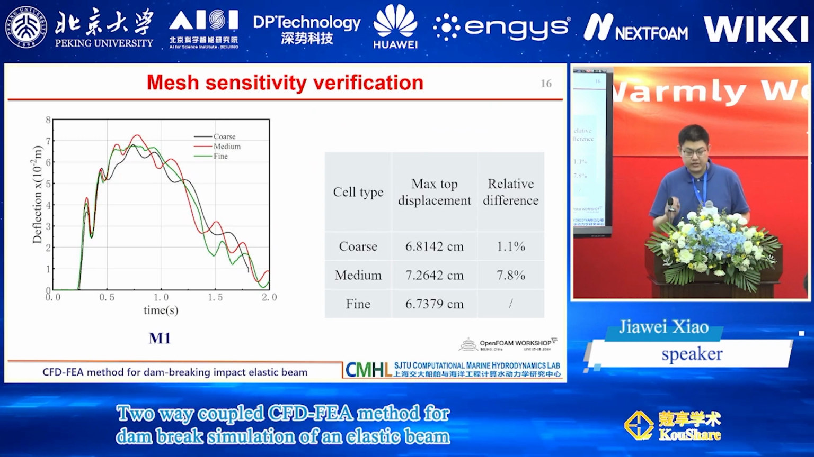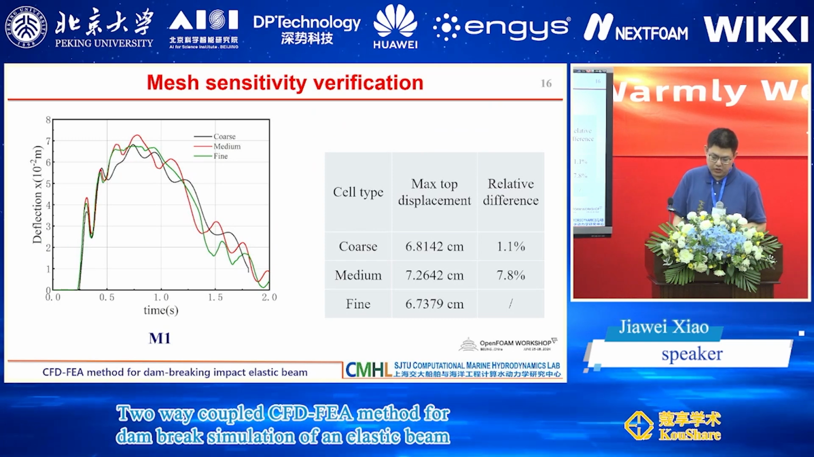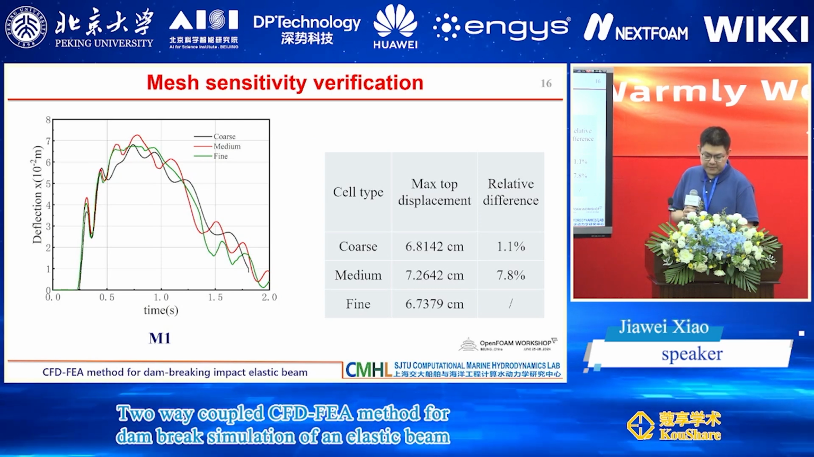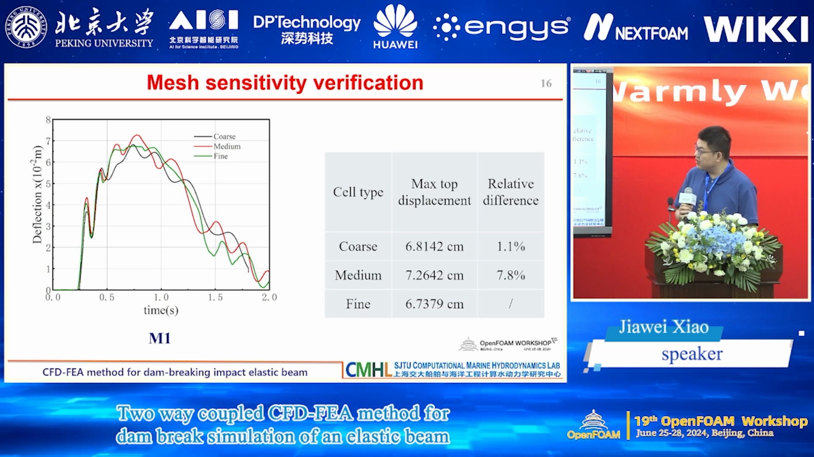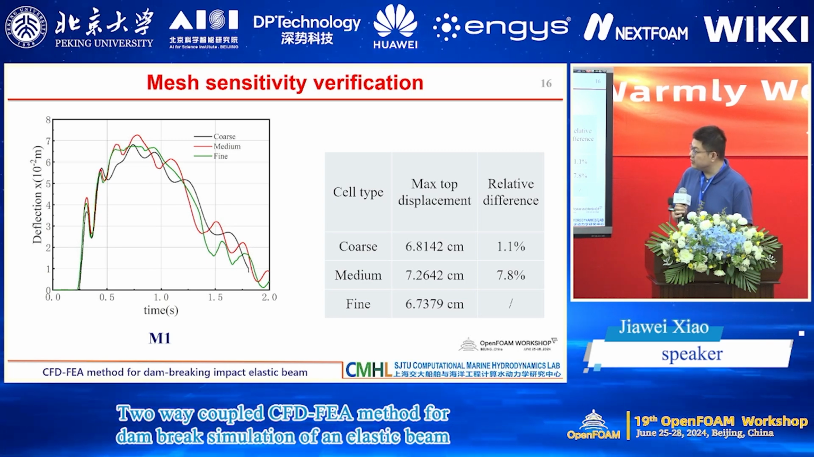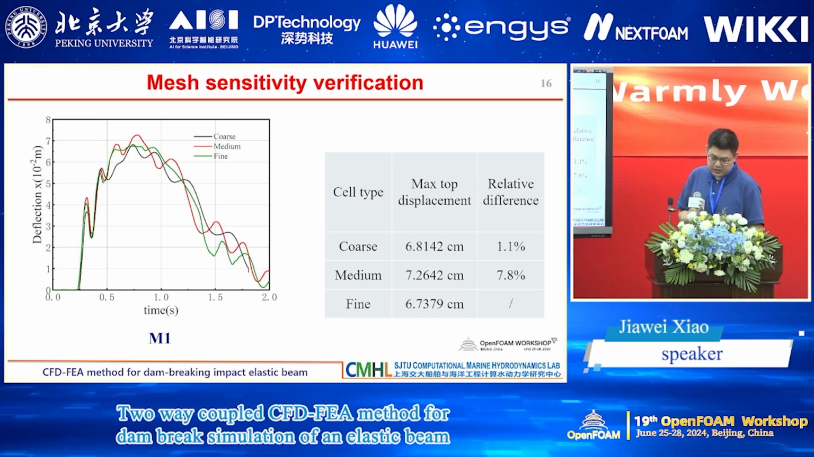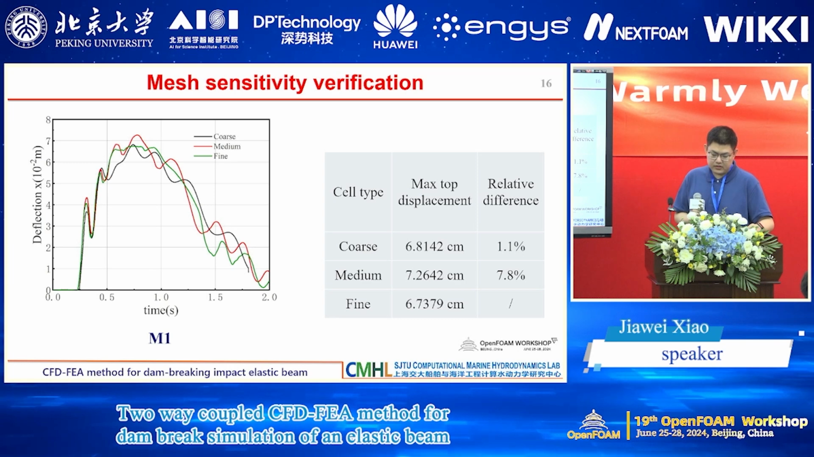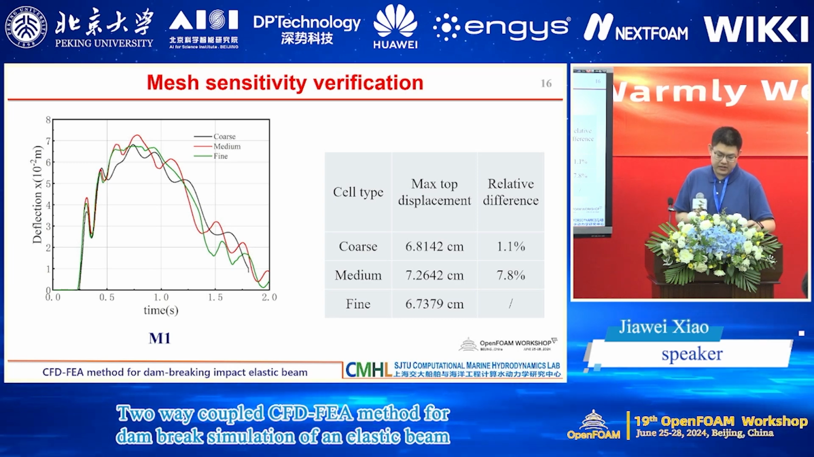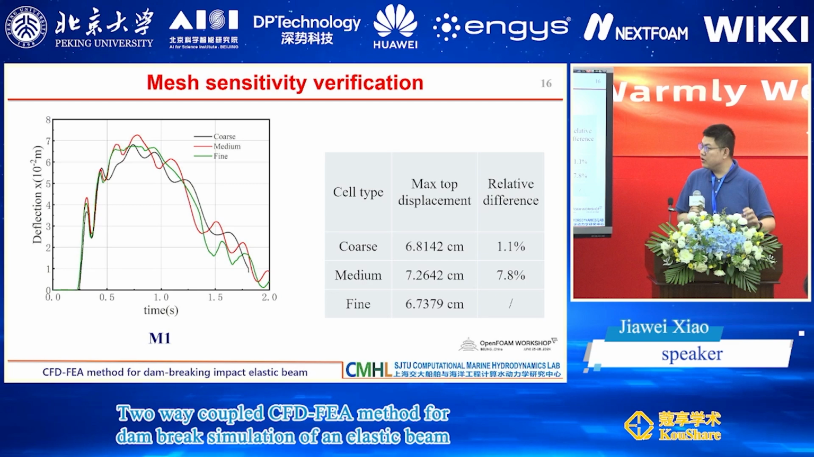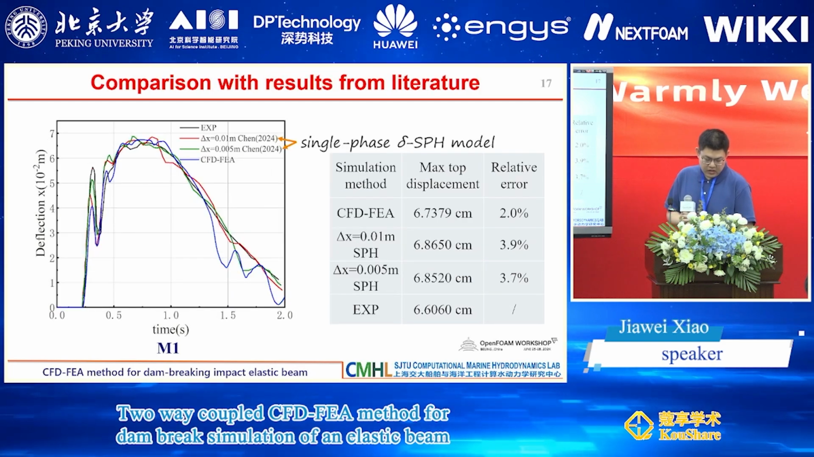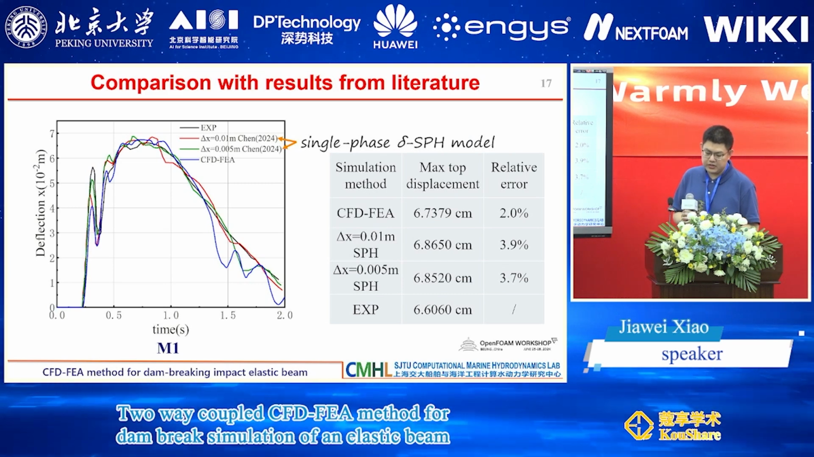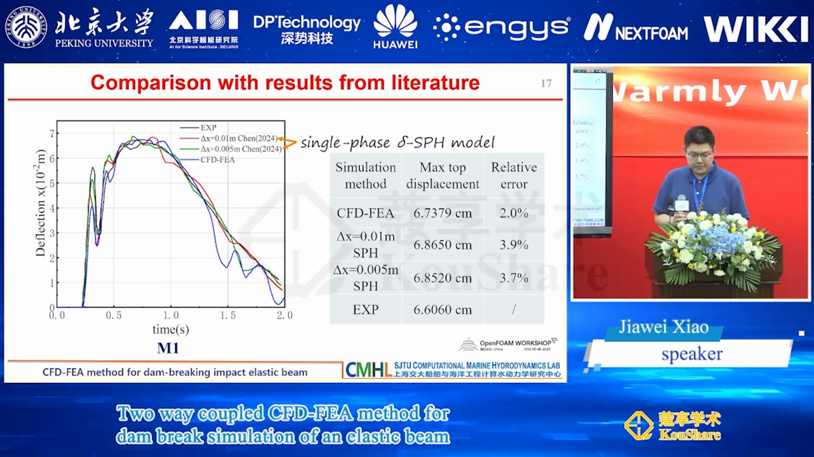And we studied 3 types of fluid meshes to do the mesh sensitivity work. It could be found that the fine mesh shows the stability of the fluid field, so we used the fine mesh to do the work. And because it's a 2-dimensional simulation, the fine mesh is just 14,000. And we compared the simulation results with the literature, and the literature used the single-phase delta SPH model.